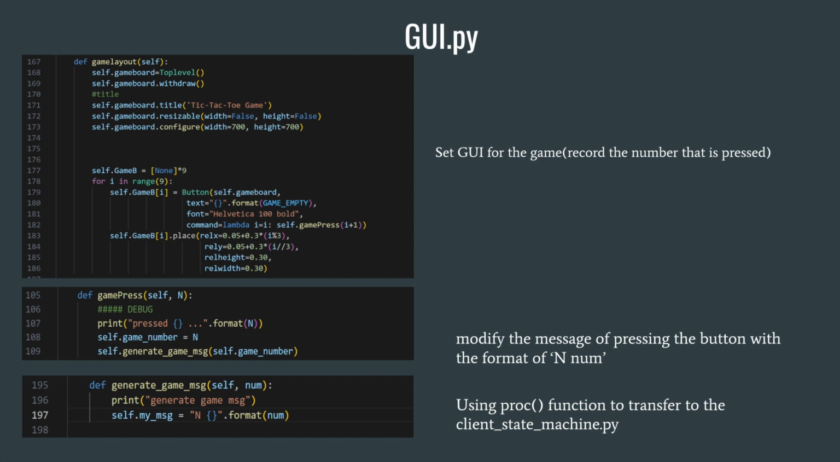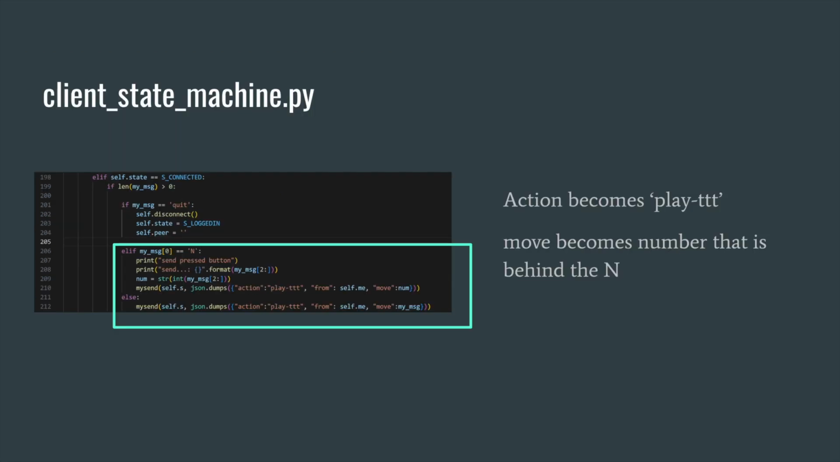In the GUI file, we have a function called game layouts to set the window appearance for the game. And the functions game press and generate game message will modify the message of pressing the button into the format of a number. And then the process function transfers it to the client-state machine file. The client-state machine file will check whether the message begins with N. If it is true, action will become play TTT, and move will become the number that is behind the N.